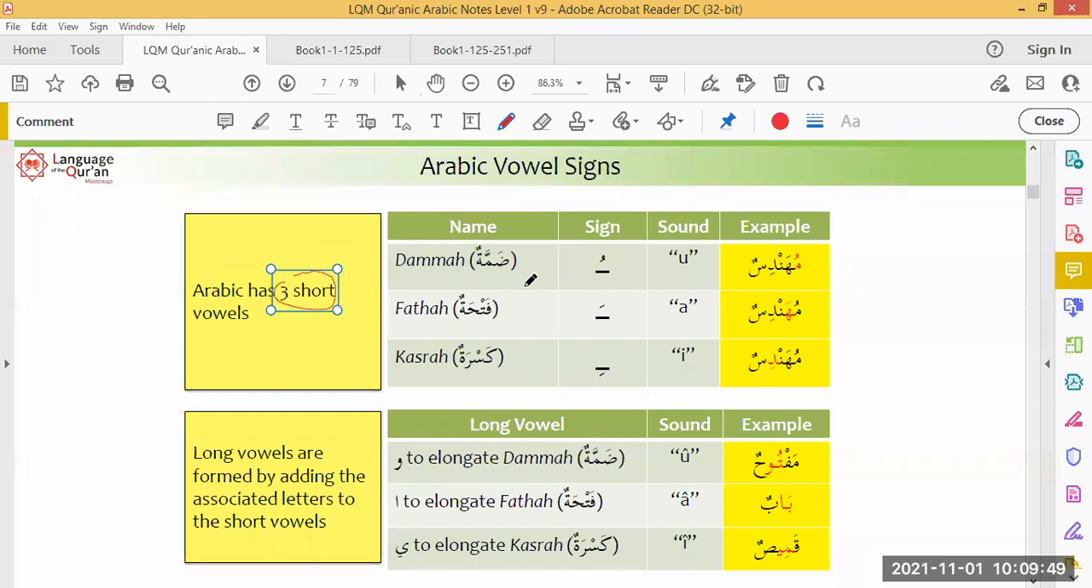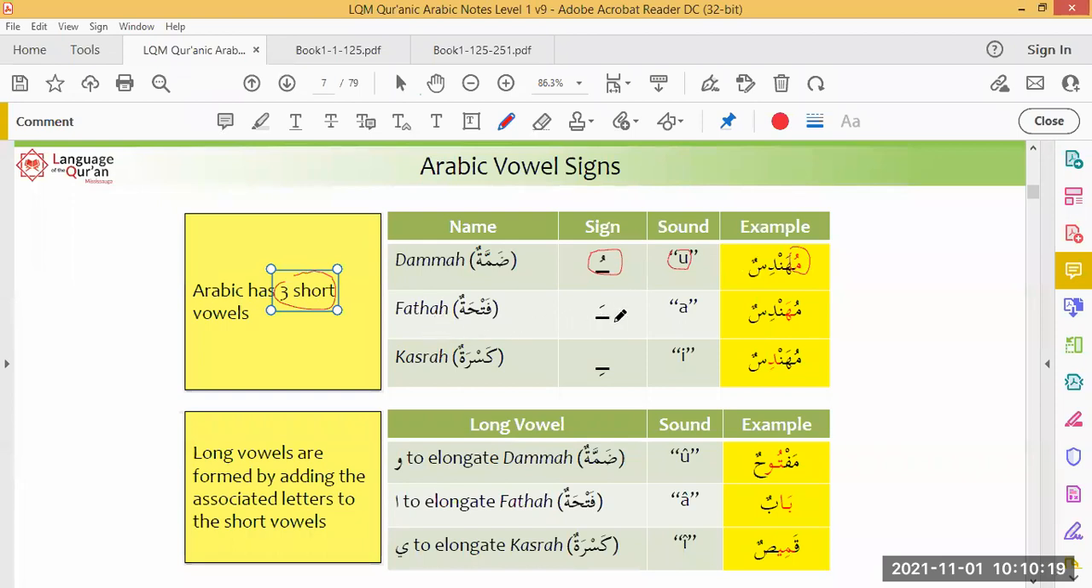Dhamma, this is the sign of Dhamma. It gives the sound of U. Muhandisun. So this is a Dhamma on the meem. The first letter is carrying Dhamma. Muhandisun. This is the first short vowel in Arabic.